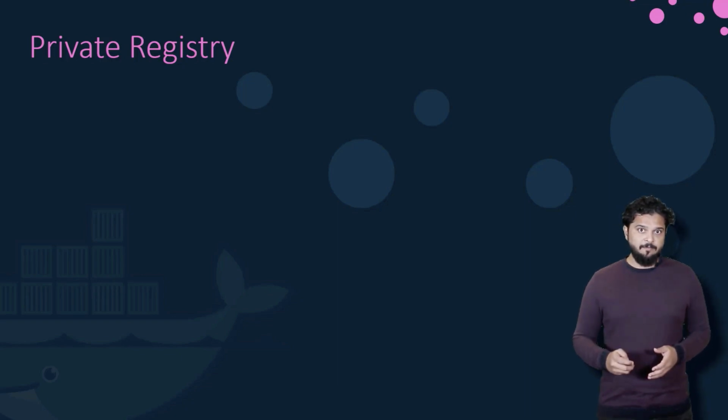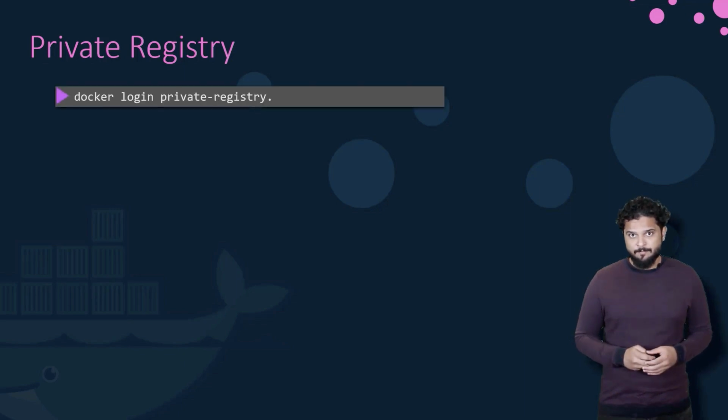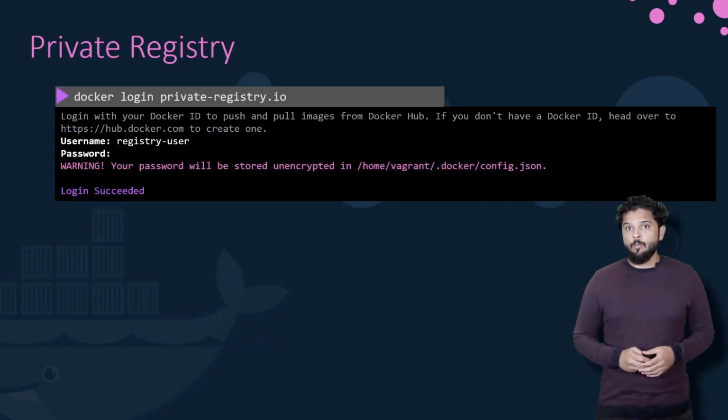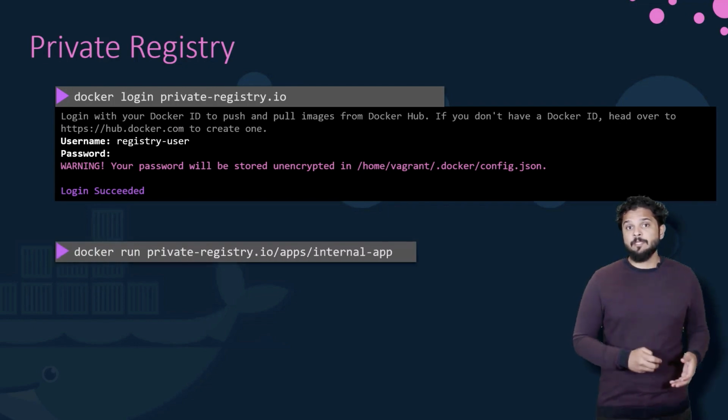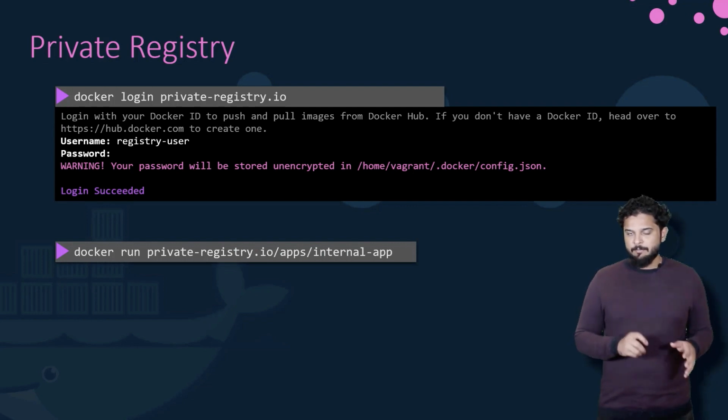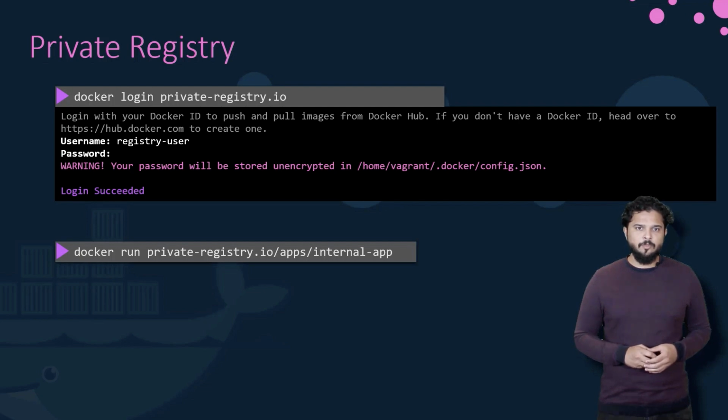From Docker's perspective, to run a container using an image from a private registry, you first log into your private registry using the docker login command. Input your credentials. Once successful, run the application using the private registry as part of the image name, like this. Now, if you did not log into the private registry, it will come back saying that the image cannot be found. So remember to always log in before pulling or pushing to a private registry.